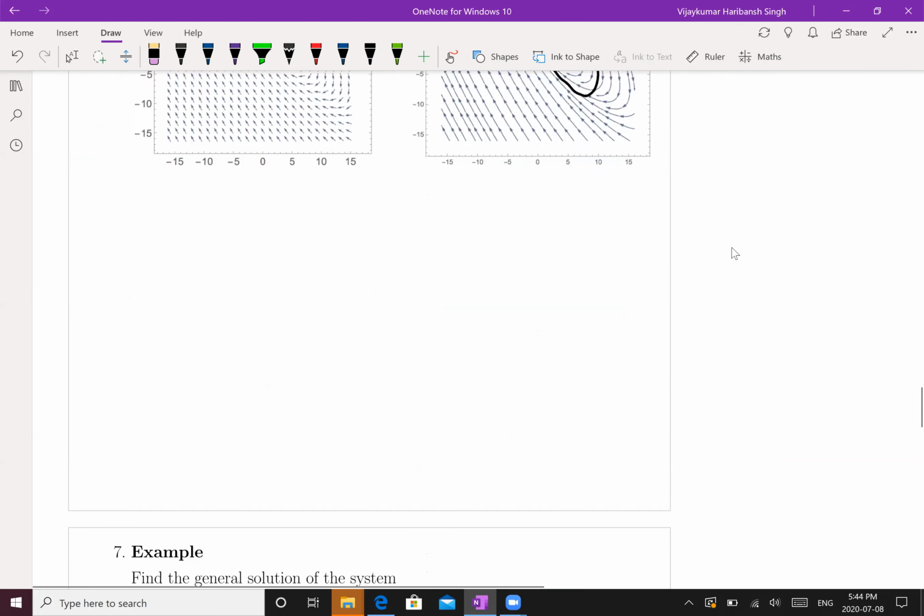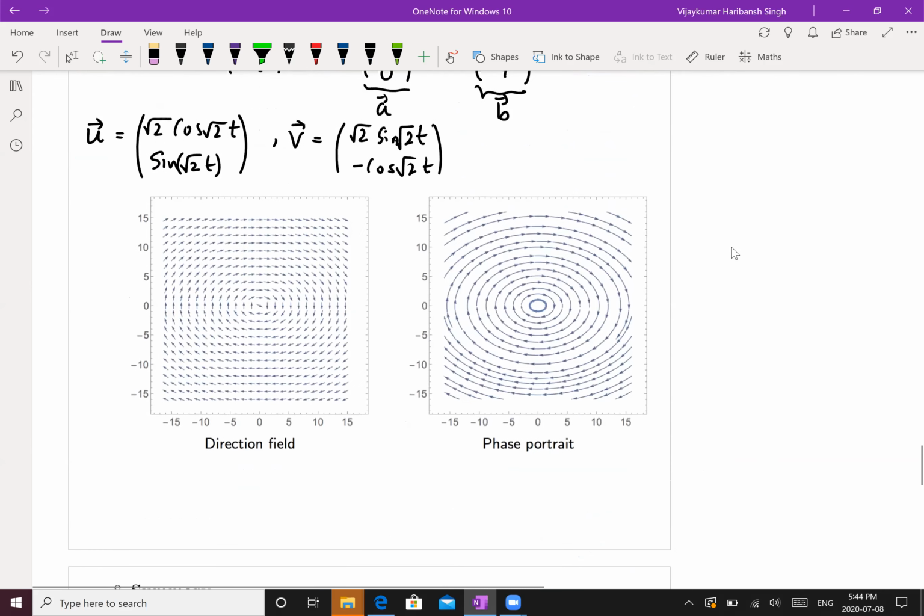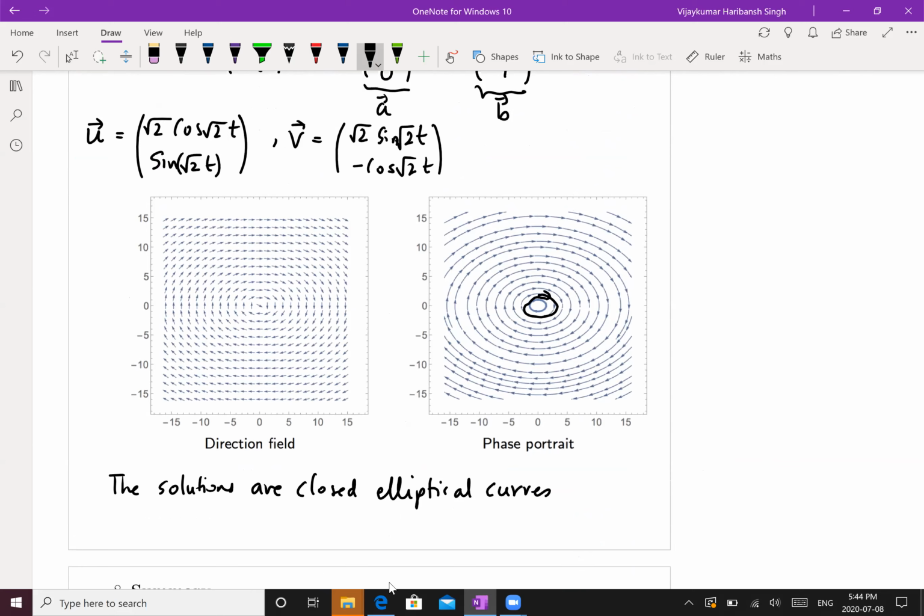Now let's notice in this case what happens. In this case, the trajectories are closed. So you see the trajectories are closed elliptical curves, not elliptic curves, my bad. Elliptic curves are something else. Yeah, they are cubic curves over different kinds of fields, but we are discussing elliptical curves here. Okay, so elliptical curves are the curves which are in the form of an ellipse.